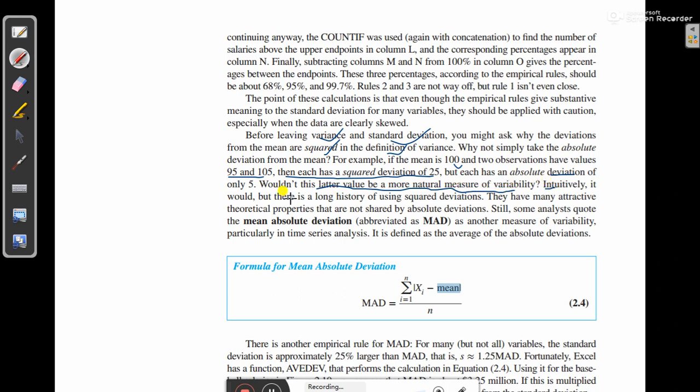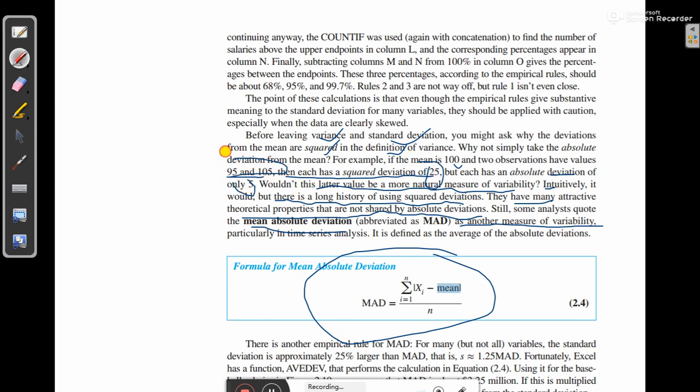Intuitively, yes, it would be, but there is a long history of using squared deviations, and they have many attractive theoretical properties that are not shared by absolute deviation. Still, some analysts quote the mean absolute deviation, another measure of variability. So in this way also we can find: if we square that term, it becomes 25. If we don't square that term, it becomes 5 in this type of scenario.